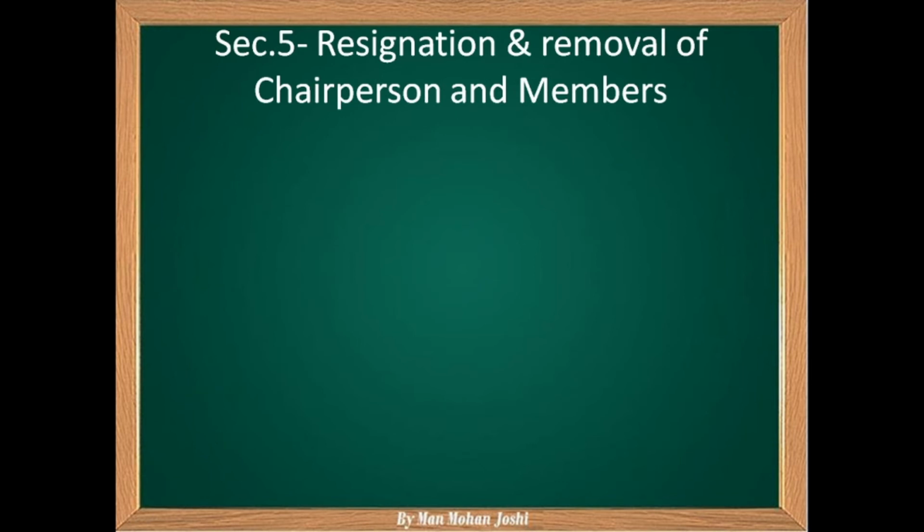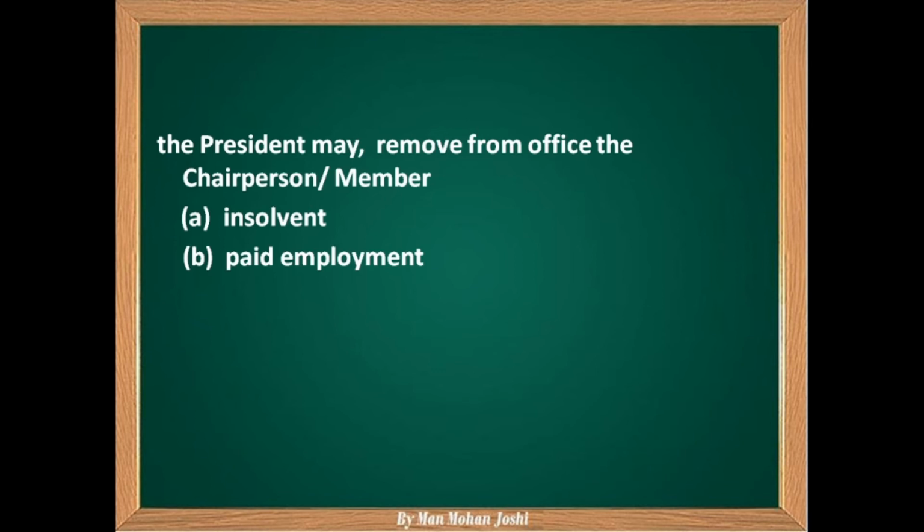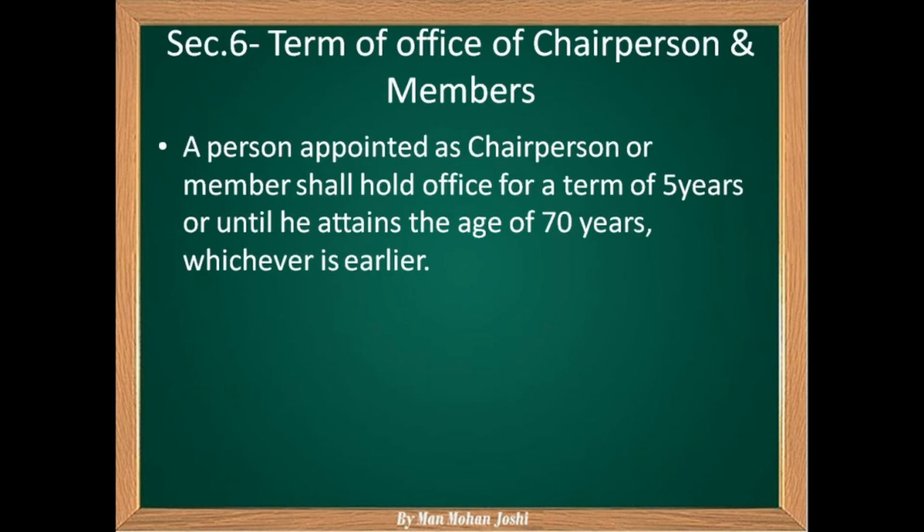Now, come to the next point, that is resignation and removal of chairperson and members. Before this, you must know what the tenure of the office of members and chairpersons is. This is a very important question: what shall be the term of the office? Section 6 provides the term of office of chairperson and members. First let me come to this section, and then we will jump to section number 5.